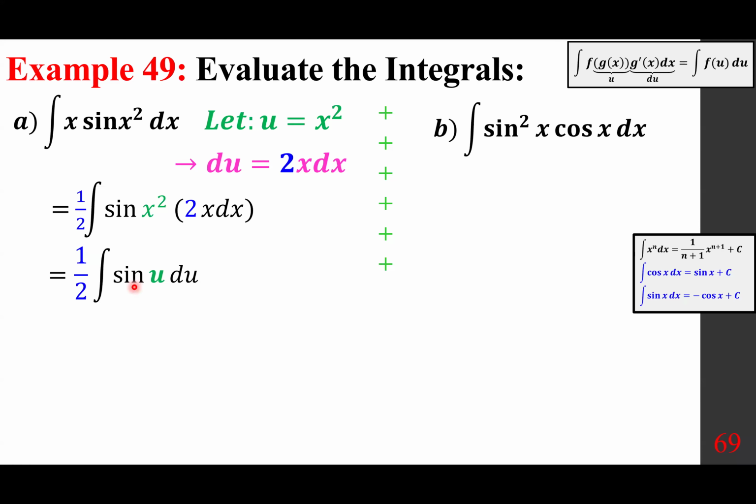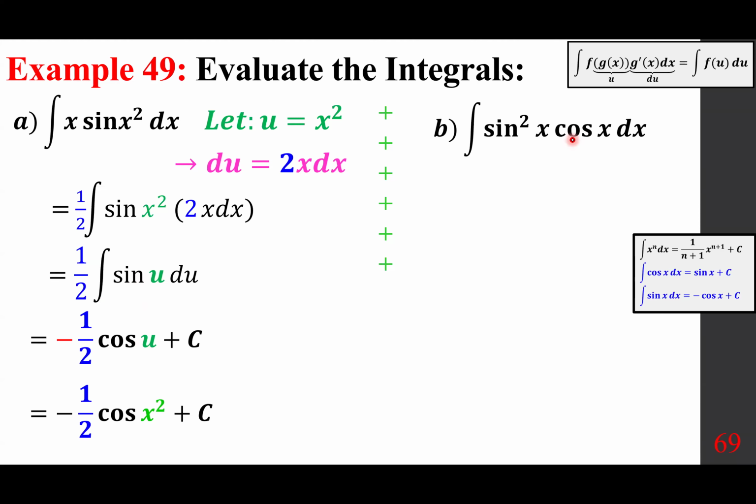The derivative of sine is cosine, but the integral is negative. So negative 1/2 cosine u plus a constant. And u is replaced by x squared, and we are done. Negative 1/2 cosine of x squared plus c is the final answer.